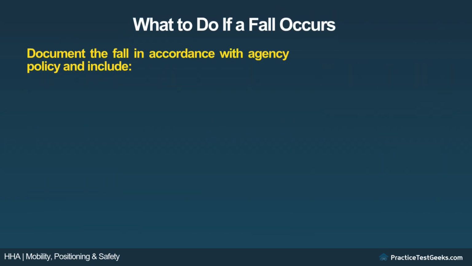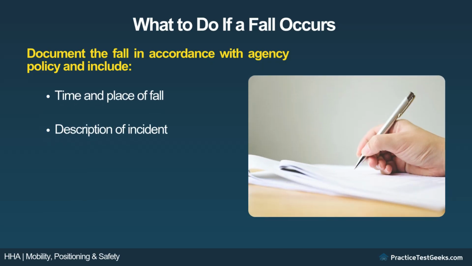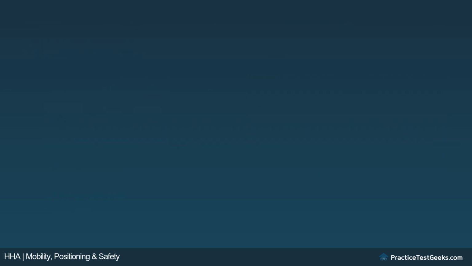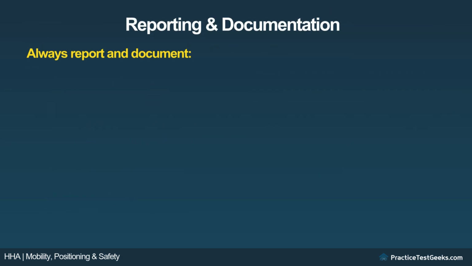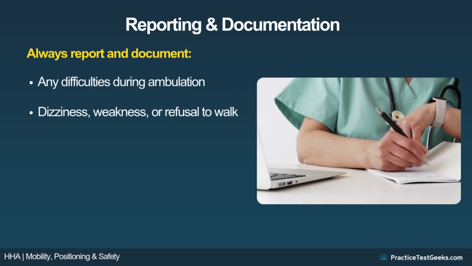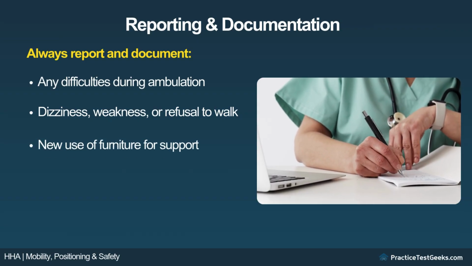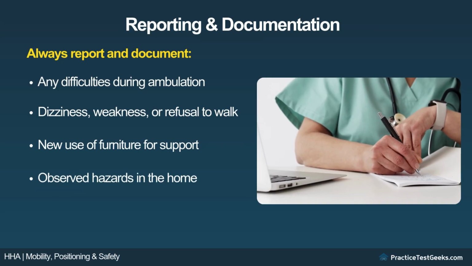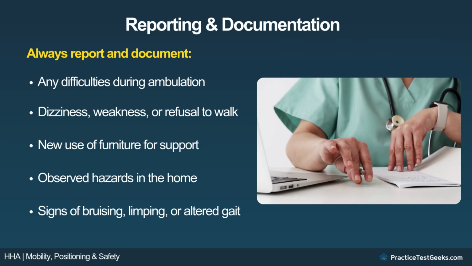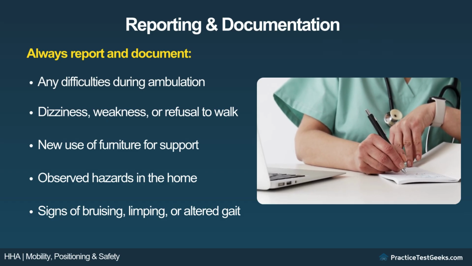Document the fall in accordance with agency policy and include time and place of fall, description of incident, client's condition, actions taken. Reporting and documentation. Always report and document any difficulties during ambulation: dizziness, weakness, or refusal to walk, new use of furniture for support, observed hazards in the home, signs of bruising, limping, or altered gait. Accurate documentation ensures client safety and allows for adjustments to the care plan.